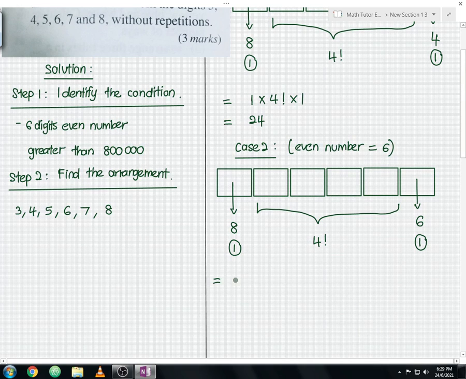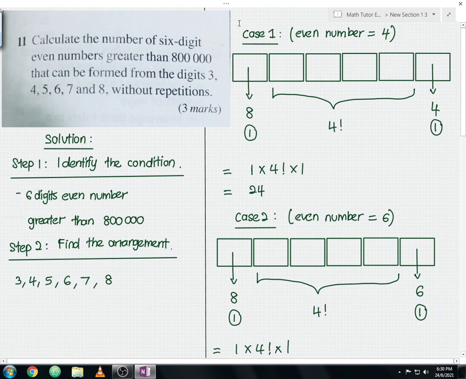So the case 2 will be similar to case 1. So the 1 you times with 4 factorial and then you times with 1 over here. So 1 times with 4 factorial, okay, and then you times with 1. So you calculate this, you should get 24. Okay, but this is not the final answer, guys. Okay, the final answer should be case 1 you plus with case 2.